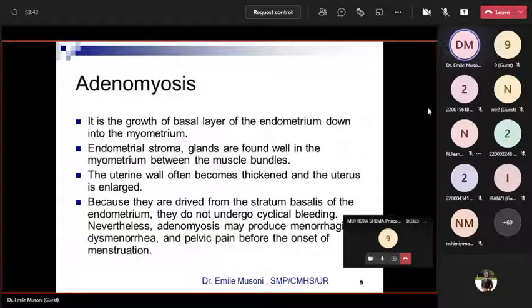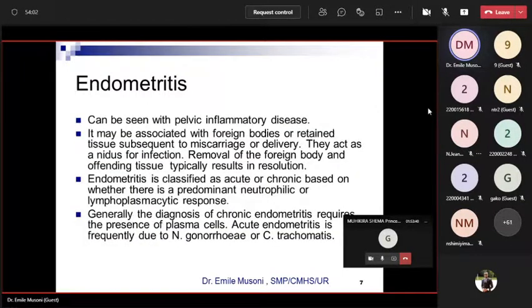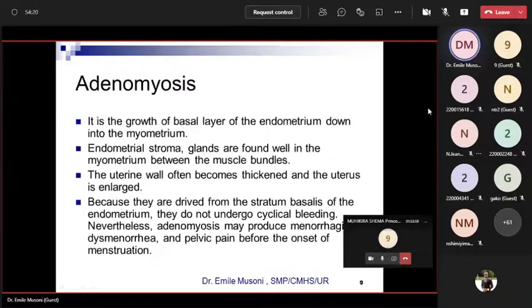Another one is adenomyosis. Adenomyosis is not an inflammation. It is when the endometrial glands go and enter the myometrium. For example, in adenomyosis, you find those glands here on the mucosa, but you can also find those glands in the myometrium here. And this one will cause bleeding, and it is called adenomyosis.